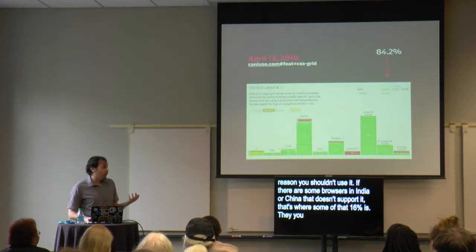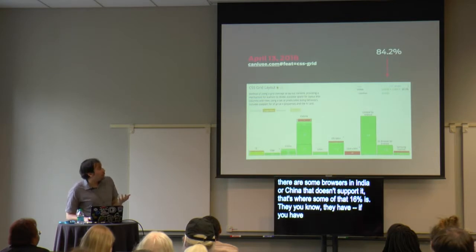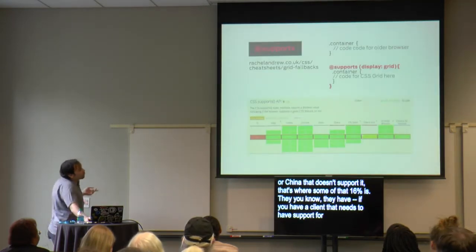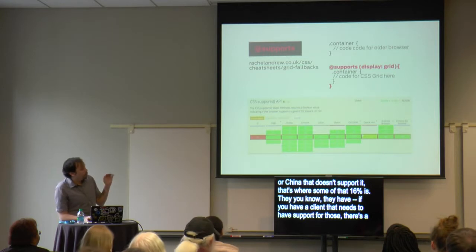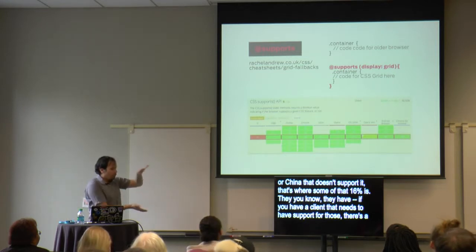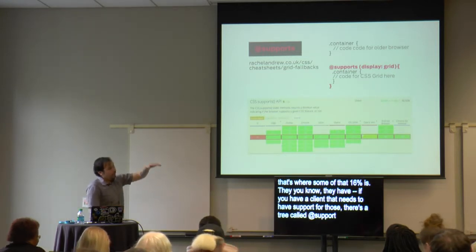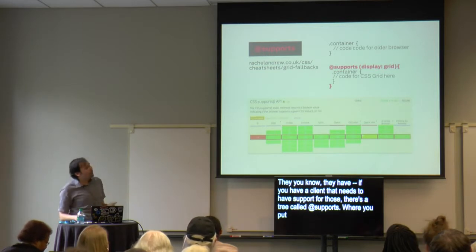If you have a client that needs support for those, there's a great little trick called @supports in CSS, where basically you put your grid stuff in that query, and if the browser supports it, use it. If not, use the old stuff.